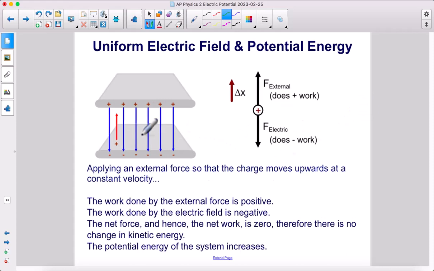In summary, applying an external force so that a positive charge moves upwards towards a positive plate at a constant velocity would involve positive work being done by the external force, negative work being done by the electric field, the net work being zero, and therefore there's no change in kinetic energy. And since we're pushing this charge in the direction it does not want to go, the potential energy of the system increases.